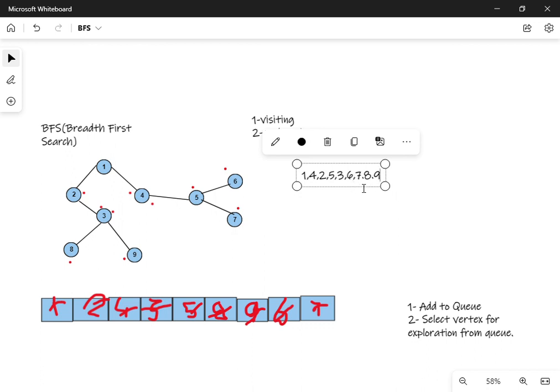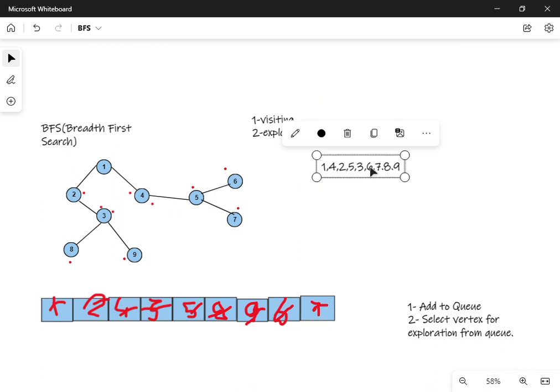The adjacent vertex of 6 is 5, which was already explored, so 6 is explored now. Our next vertex is 7. The adjacent vertex of 7 is 5, so 7 is completely explored now. Our next vertex is 8. The adjacent vertex of 8 is 3, which was already explored, so 8 is explored now. Our last vertex is 9, whose adjacent vertex is 3, so 9 is completely explored now. So we can do this type of traversing.